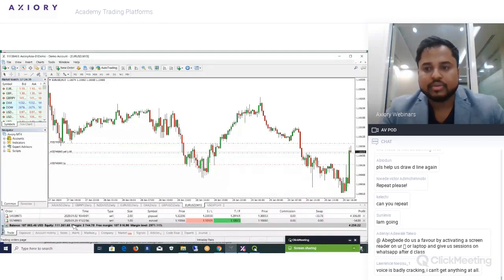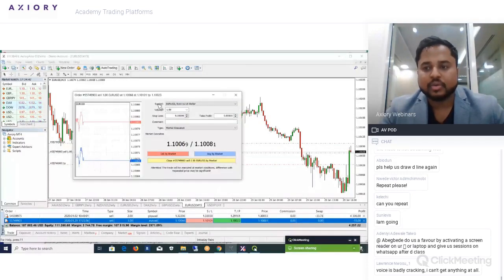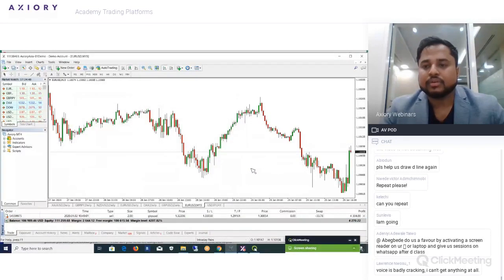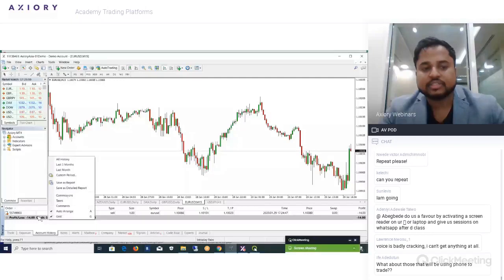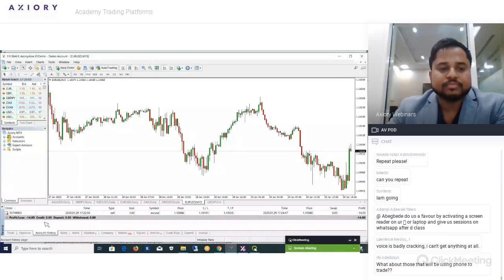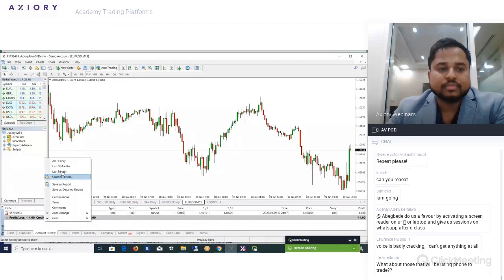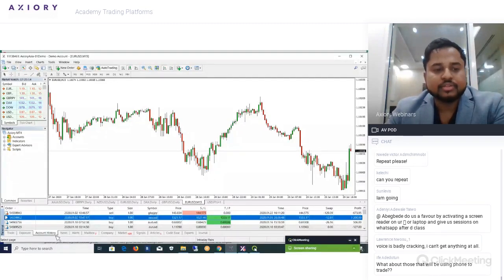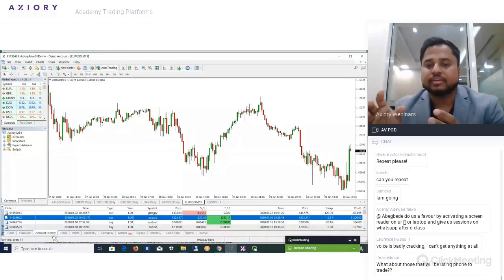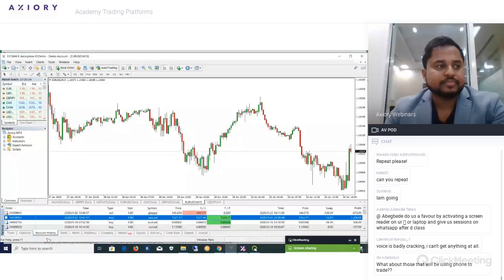And if you want to close it now, you can close it like this. You can close at the current price by clicking here, close. So now the trade is closed, and you can see the history. If you come to the account history, you can see the closed trades. So whatever transactions you have done, you can see here. For example, you can say last month. So whatever trades you have done, you can see here. So this is the area where you can see your trades history.